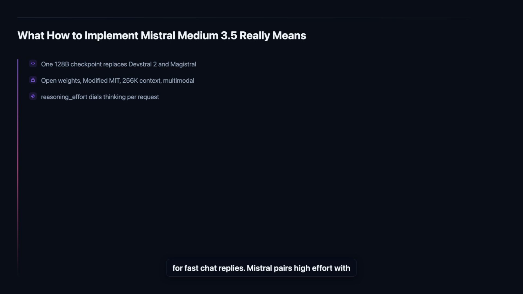Mistral pairs high effort with top_P 0.95, and recommends top_P around 1.0 or none when reasoning_effort is none. On SWE Bench Verified it scores 77.6%, which Mistral reports ahead of Qwen 3.5 397B, A17B, on coding and agentic tasks. If we prefer the hosted API over self-hosting, pricing runs $1.50 per million input tokens and $7.50 per million output.